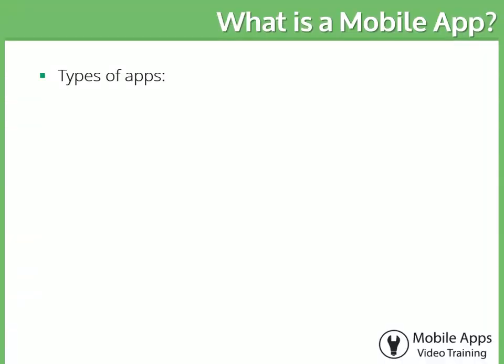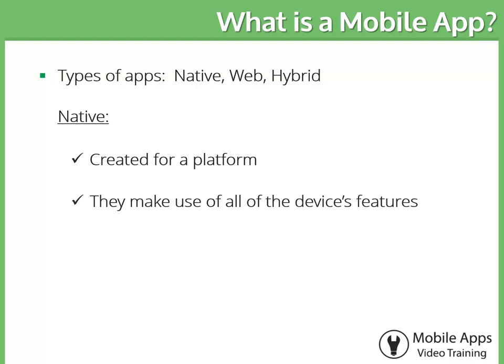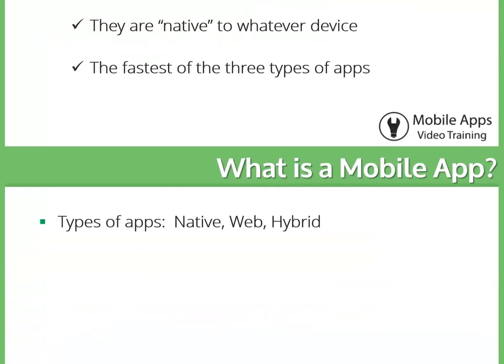Types of apps. There are 3 general types of apps: native, web, and hybrid. Native. Native apps are specifically created for a platform, such as iPhone or Android, and they can make use of all of the device's features, such as the camera, GPS, list of contacts, and notification system. They are called native apps because they're native to whatever device they were developed on for use. These are the apps that you generally find in places such as Google Play or Apple's App Store. These apps are generally the fastest of the 3 types of apps.